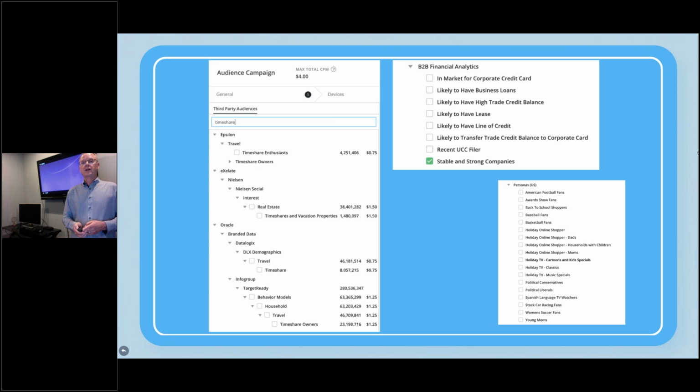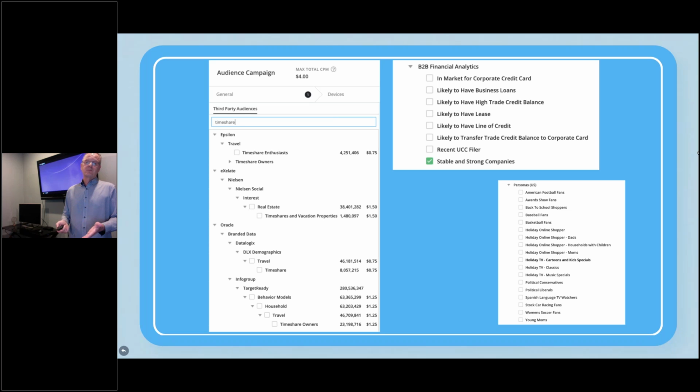Looking at the column to the right, B2B, if you want to target some businesses, these are just some of the selections that you can choose to target businesses. In market for a corporate credit card, maybe a credit card company might be interested in that. Likely to have business loans, maybe a bank might be interested in that type of information. And strong and stable companies. Most of us who are working with B2B want to make sure that we're working with strong and stable companies.